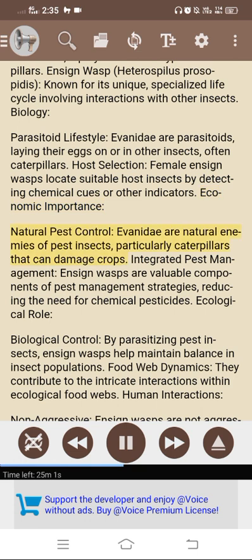Economic importance. Natural pest control. Vanidae are natural enemies of pest insects, particularly caterpillars that can damage crops. Integrated pest management. Ants and wasps are valuable components of pest management strategies, reducing the need for chemical pesticides. Ecological role. Biological control. By parasitizing pest insects, ants and wasps help maintain balance in insect populations. Food web dynamics. They contribute to the intricate interactions within ecological food webs.